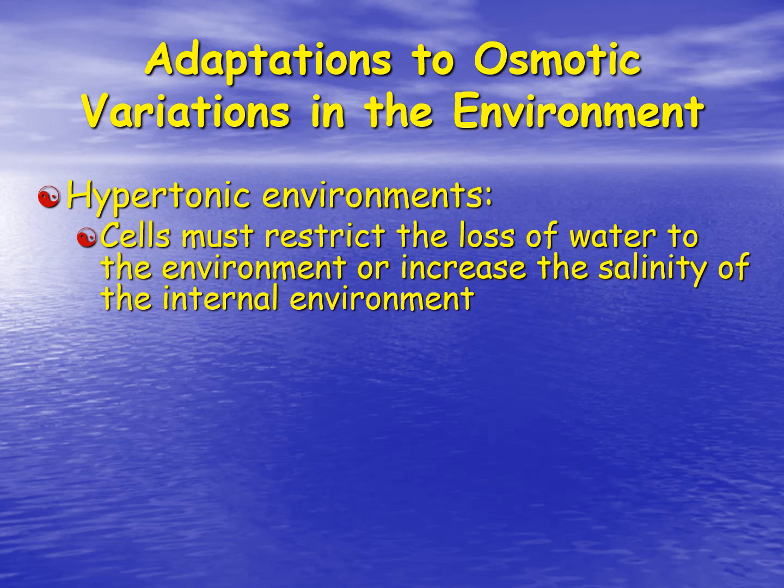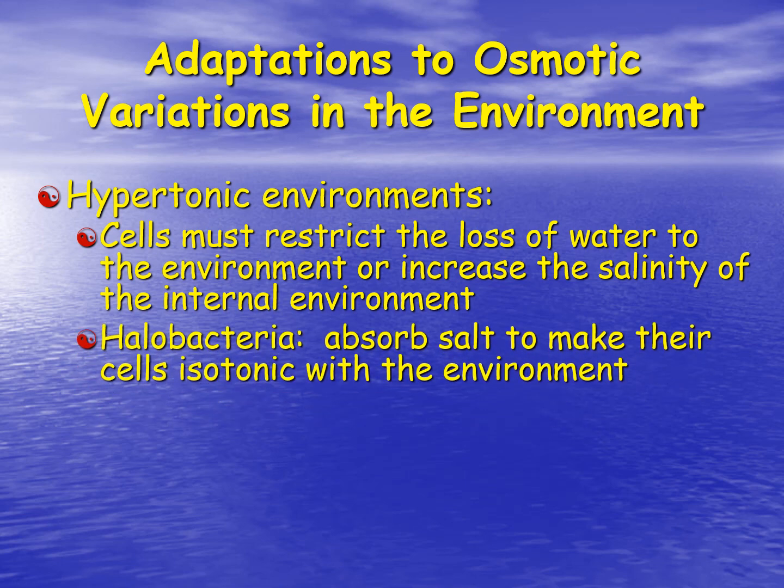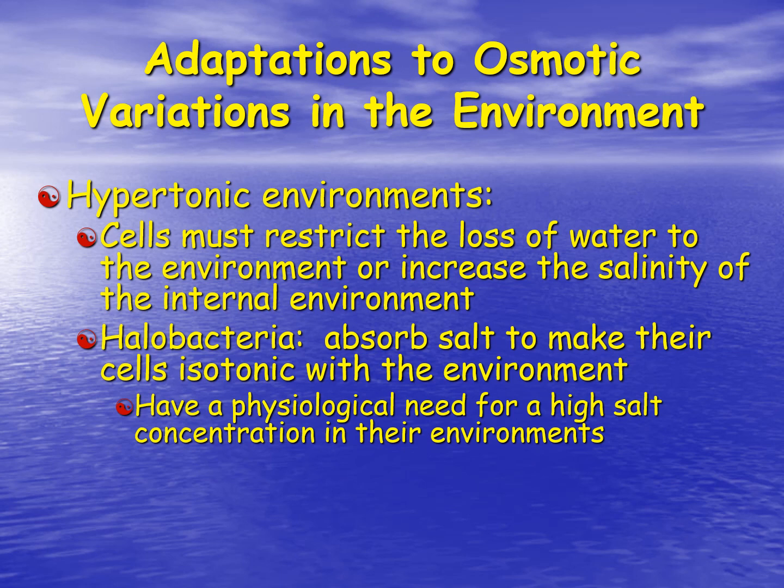In hypertonic environments, cells must restrict the loss of water to the environment or increase the salinity of the internal environment. And halophile bacteria are really good at this. They absorb the salt from the environment to equalize solute concentrations on both sides, making the cells isotonic to the environment. And so these halobacteria have a physiological need for high salt concentration in their environment in order to maintain an isotonic environment inside.